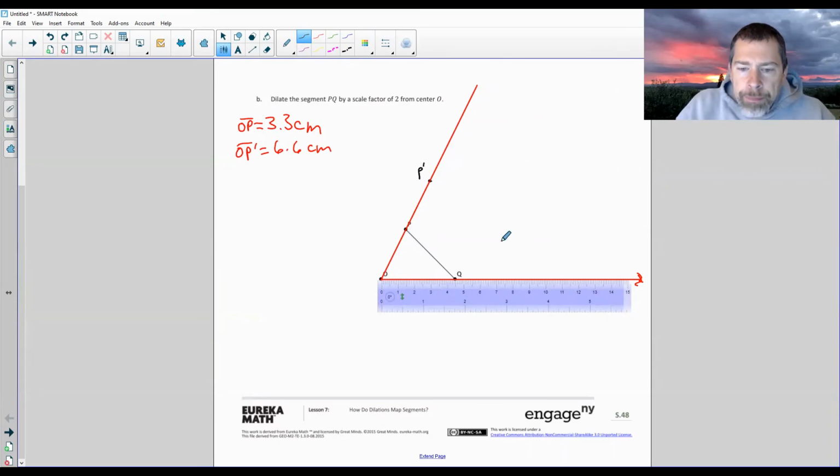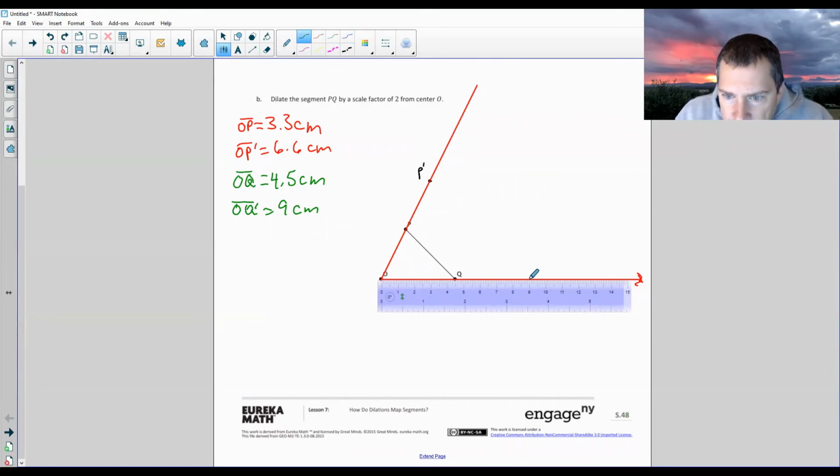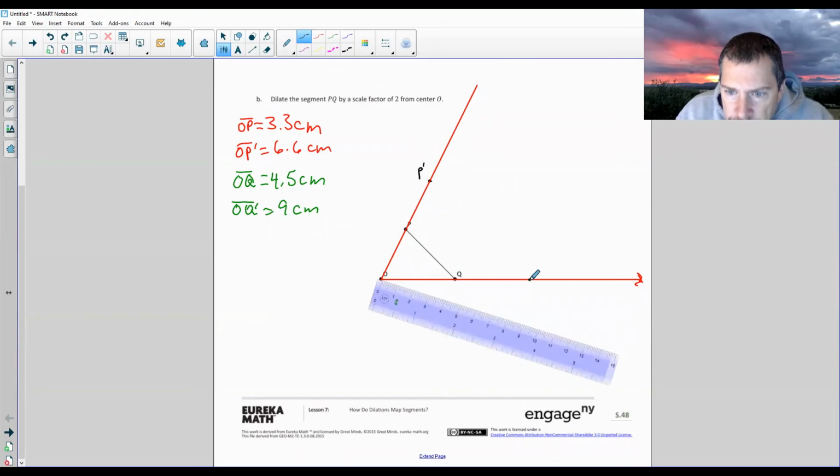P prime. So then I go back and I say, okay, well, OQ is how long? OQ is 4.5 centimeters, so therefore OQ prime has to be twice that, or 9 centimeters. So I put a point at 9 cm, which is right here. Rotate my ruler out of the way, and there is Q prime.